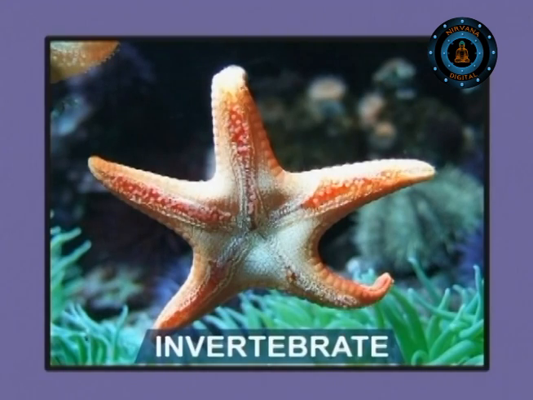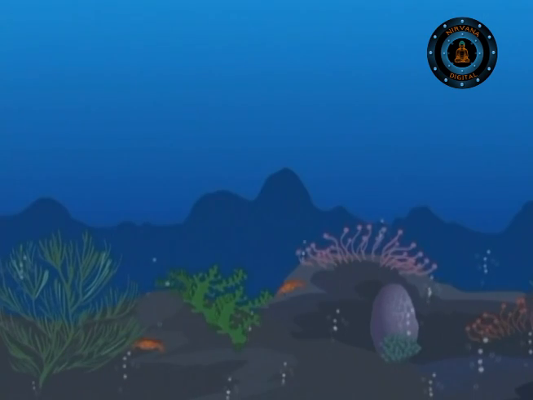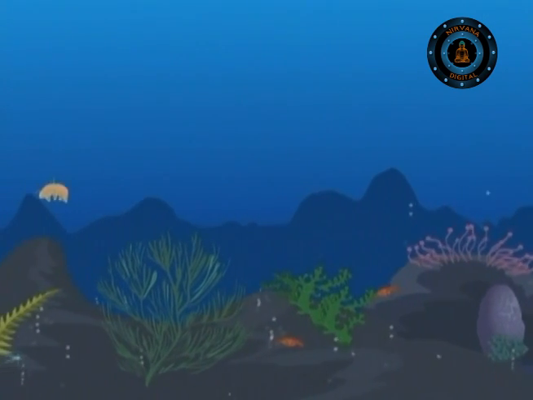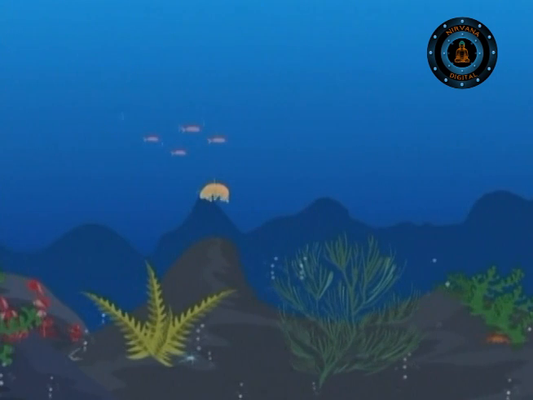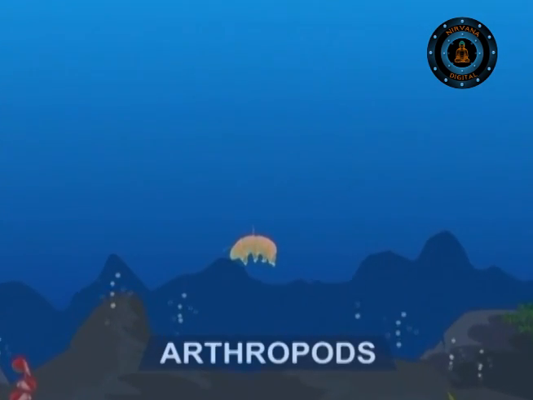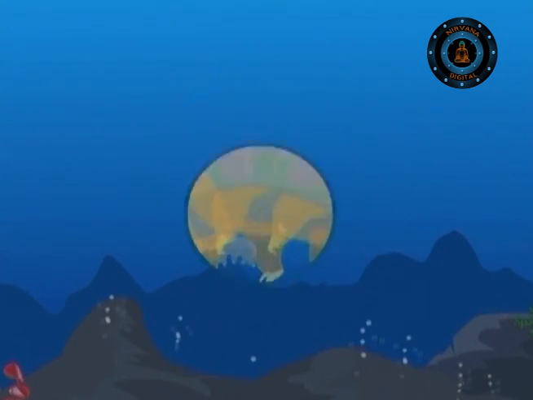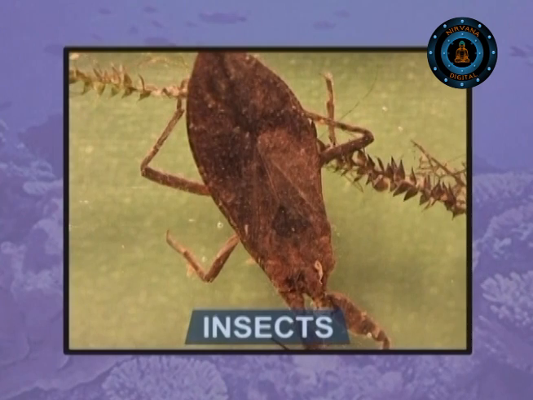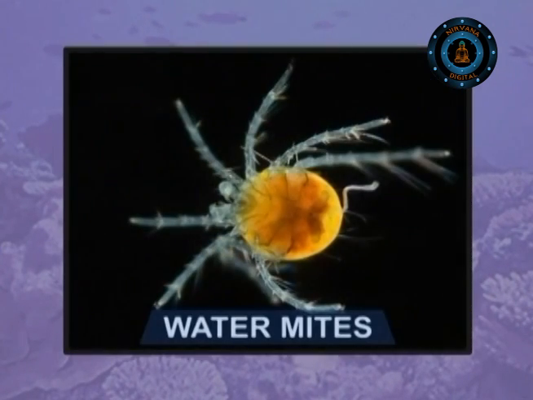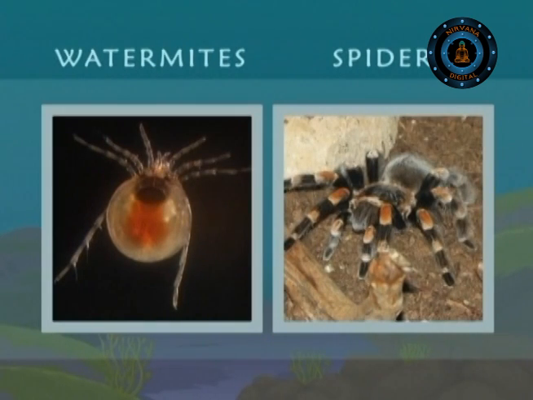Invertebrates form a vital part of all water ecosystems. While sponges and crabs are found in the sea, arthropods are common in freshwater. These arthropods are invertebrates with jointed legs and include insects, spiders, and water mites. Water mites are minute relatives of spiders.